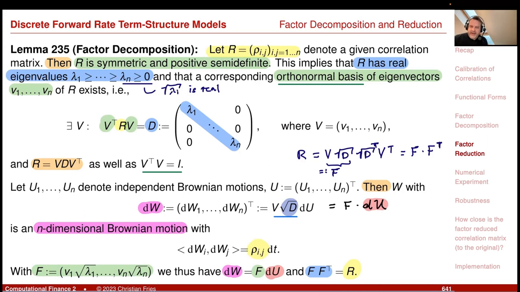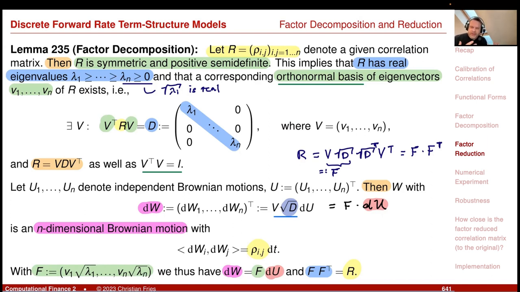Then V is a normalized vector. So it is just the shape of the movement, but not the strength. The strength of the movement is the eigenvalue. Is this a strong movement in this direction, or not so strong? Of course, every such movement is then multiplied with a standard normal, multiplied with the square root of the time step size.